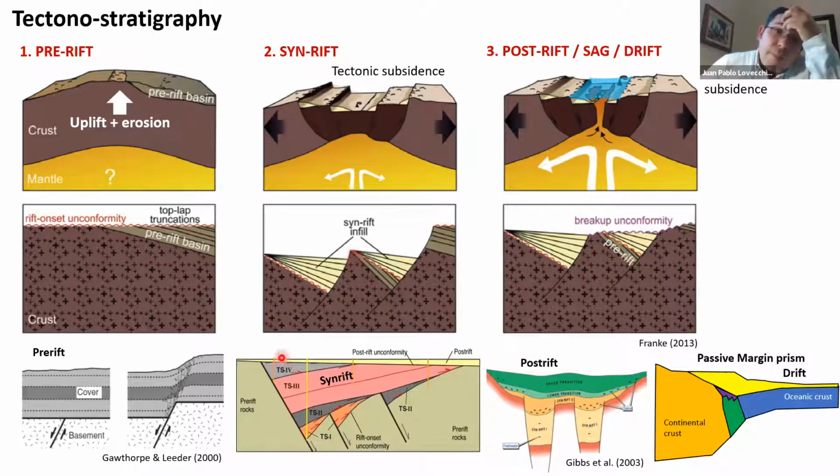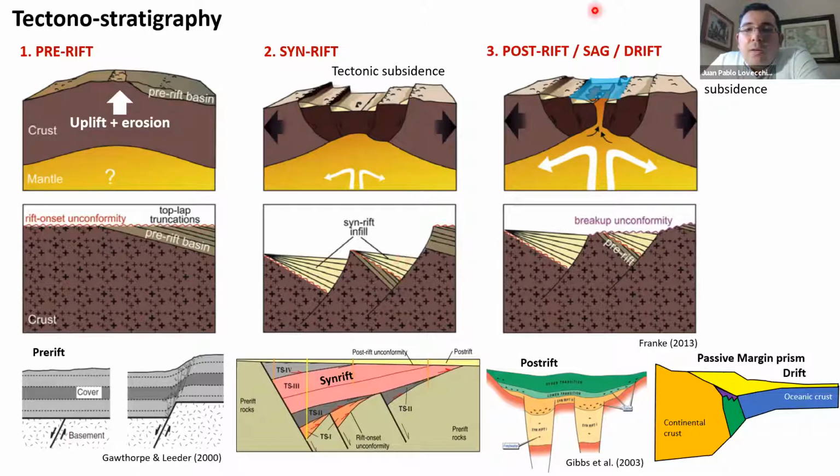And we can have different syn-rift events recorded in a single depocenter. For example, in this case, syn-rift 1, syn-rift 2, syn-rift 3, syn-rift 4. Different syn-rift events associated to tectonic pulses of extension and fault reactivation throughout the rifting process.